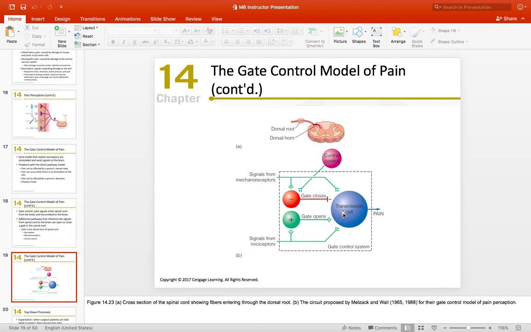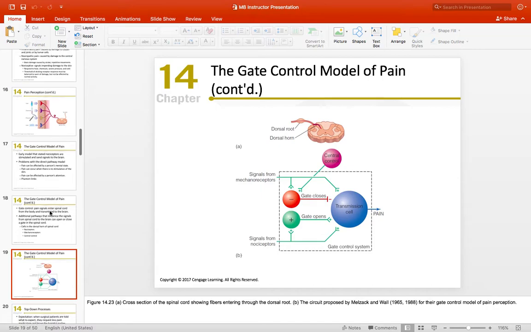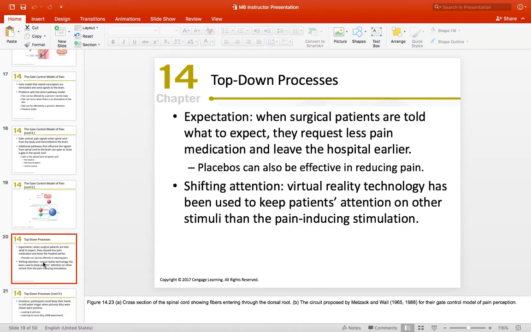That's the idea. Now, this is a nice beginning place when it comes to pain perception, and it's really served as a foundation to explore all of this in a bit more detail. What I like about it is that it does account for these top-down processes, things like your attentional mechanisms, whether or not you expect the pain to come. You can see here, expectation. When surgical patients are told what to expect, they request less pain medication and leave the hospital earlier, right? So that's kind of interesting.